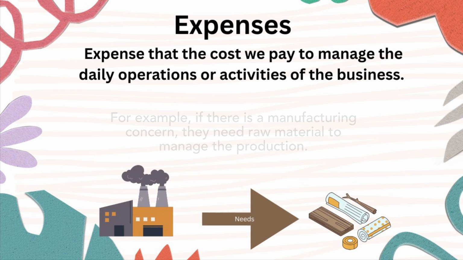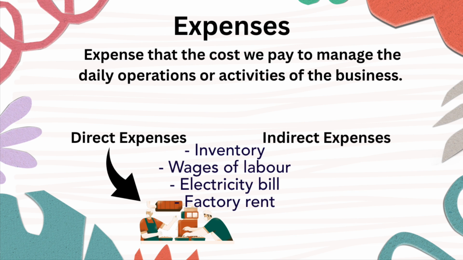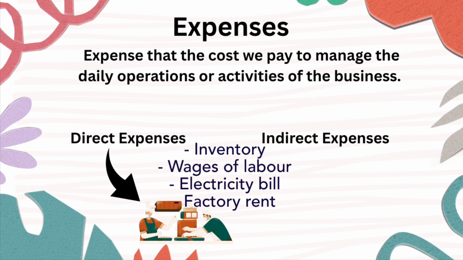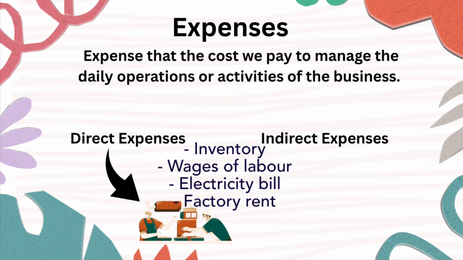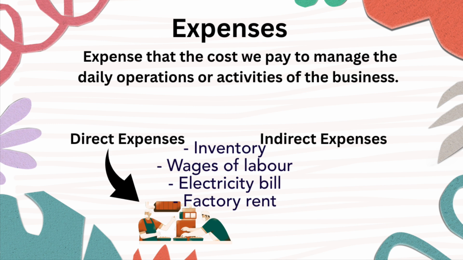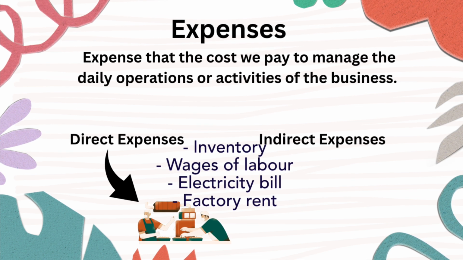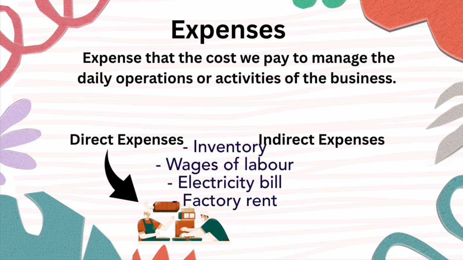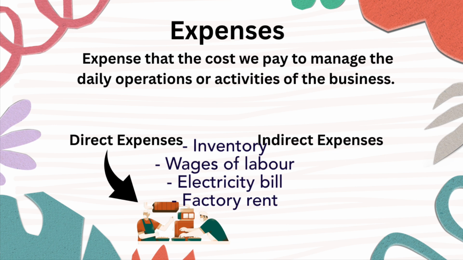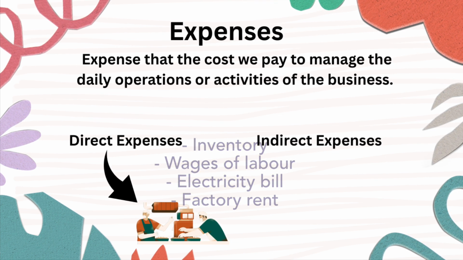Now, there are various types of expense. The first one is direct expenses. The expenses that are directly associated with production are considered as direct expense. For example, there is a manufacturing concern, they need raw material for the production. So the cost of inventory is considered as direct expense. Other than this, wages of labor, electricity bill of factory, rent of factory, all the expenses that are directly associated with the production are considered as direct expense and are covered in the trading account.